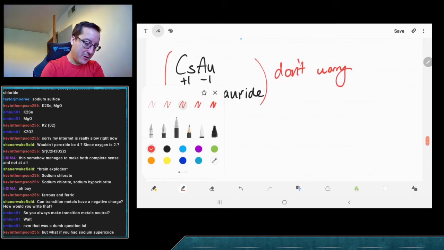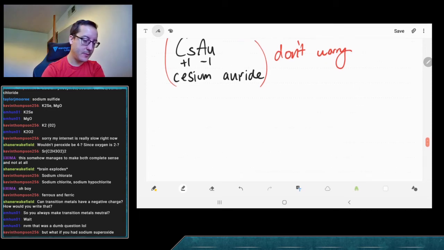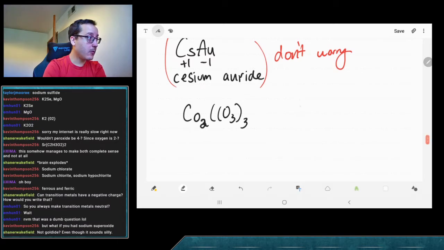Alrighty, how about we do a couple more and then we'll move on to our next one. Auride, I know, yeah. Because again, it's such a weird one. They call it by its Latin name, aurum, so they say auride. Go figure.